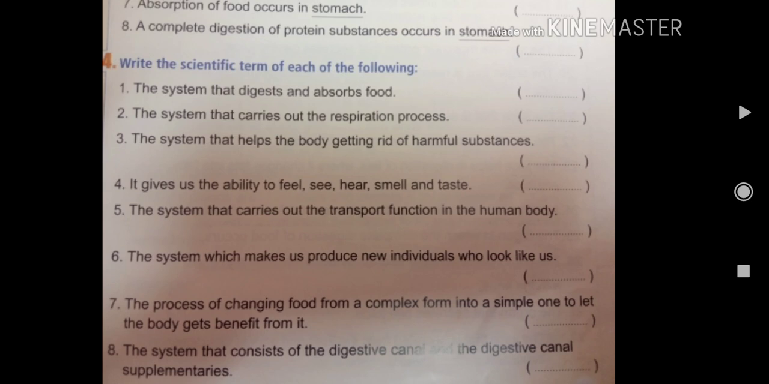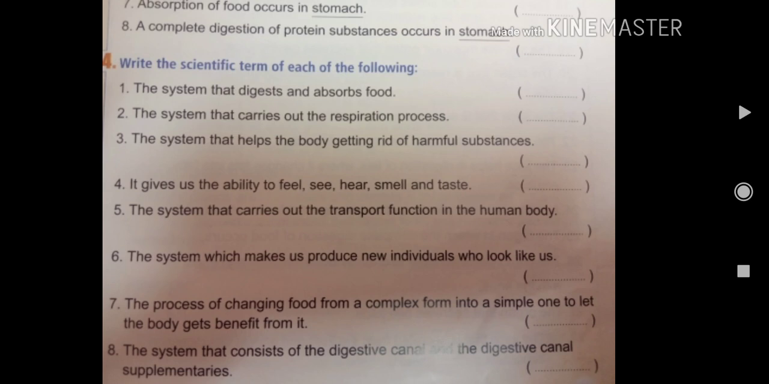Number 4: it gives us the ability to feel, see, hear, smell, and taste. What is this? It's the nervous system, responsible for sensation. Number 5: the system that carries out the transport function in the human body. It's the circulatory system.